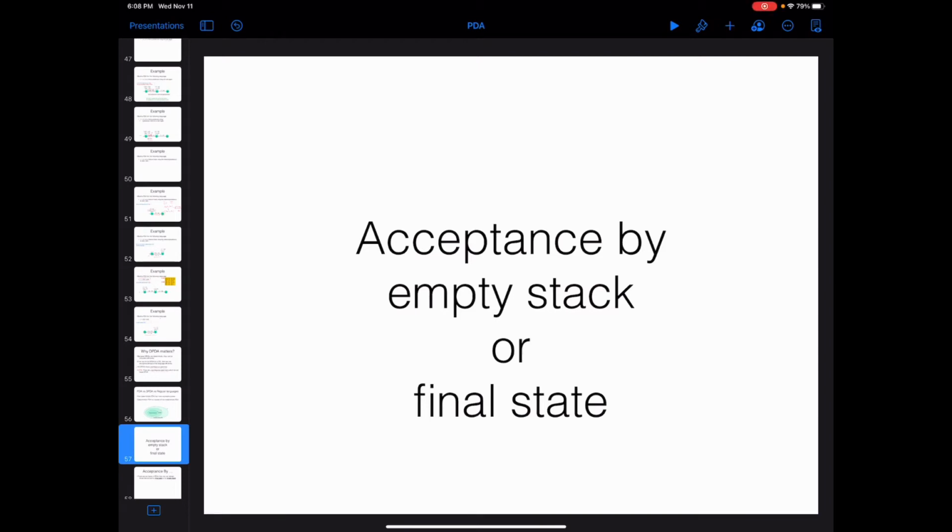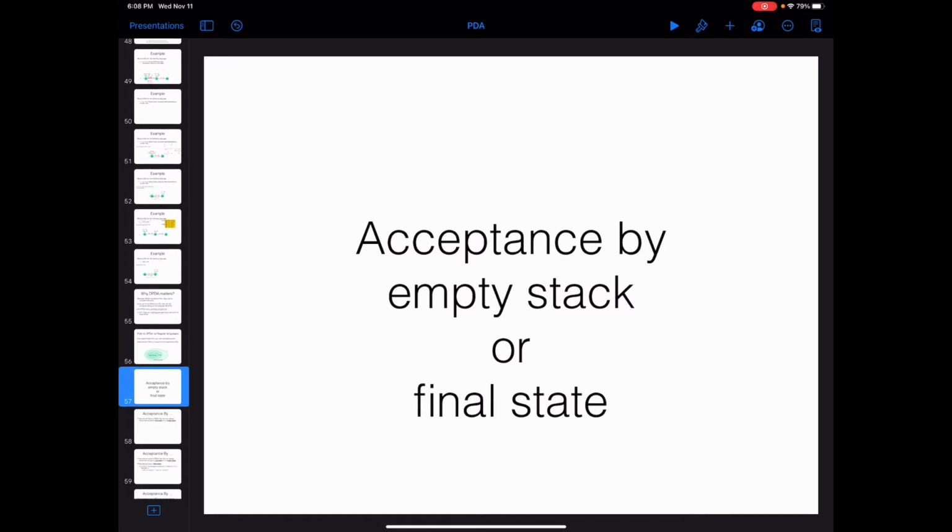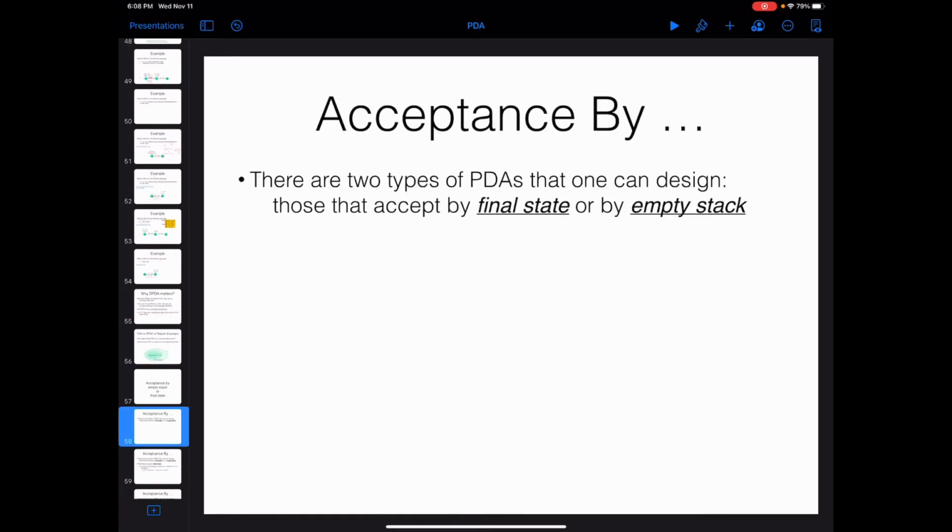Hello everyone. In this video we are going to continue our discussion about pushdown automata, and we're going to talk about two different types of pushdown automata: acceptance by empty stack or by final states. There are two types of pushdown automata in terms of accepting the input strings. We can design a pushdown automaton that accepts strings by reaching a final state, or design a pushdown automaton to accept the strings by empty stack.